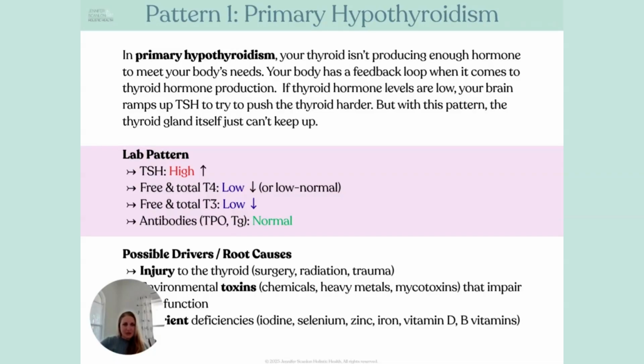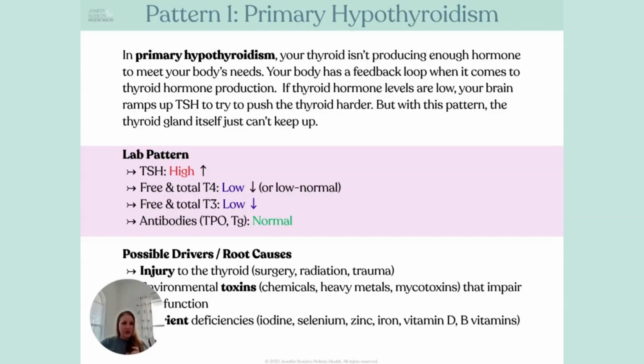So the first pattern we're going to talk about is primary hypothyroidism. In primary hypothyroidism, your thyroid isn't producing enough hormone to meet your body's needs. Your body, like we talked about, has that feedback loop when it comes to thyroid hormone production. If thyroid hormone levels are low, your brain ramps up the TSH to try to push your thyroid harder. It's like your brain is shouting at your thyroid, hey, make more hormones, we need more hormones. But with this pattern, the thyroid gland itself can't keep up.